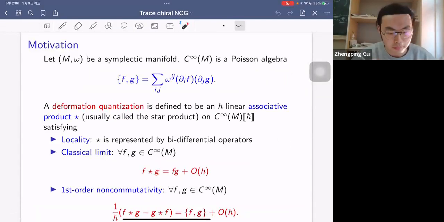First, let me try to explain the motivation of this work. Let M be a symplectic manifold, and the space of smooth functions is a Poisson algebra. The Poisson bracket is given by the inverse of the symplectic two-form. And deformation quantization is defined to be a deformed associative algebra, with a deformed product on the space of smooth functions joined with a formal variable.